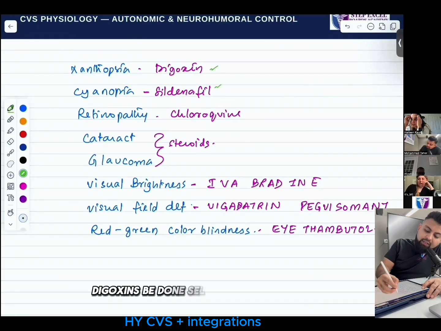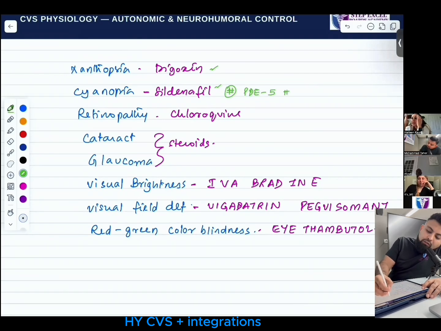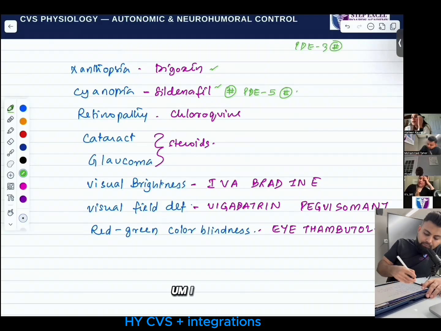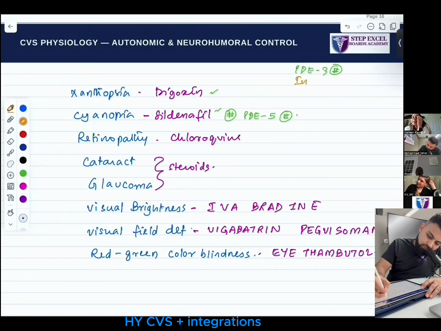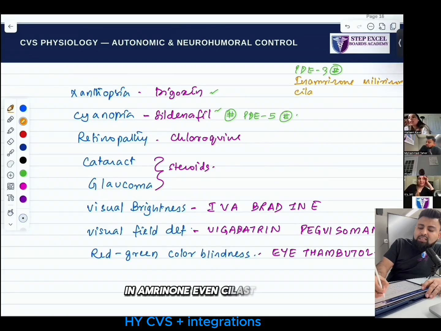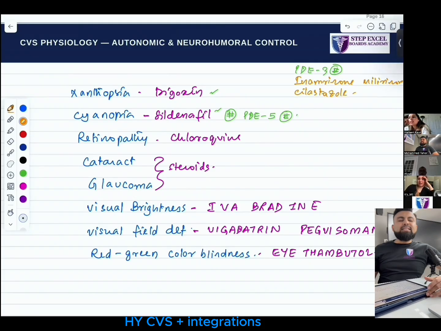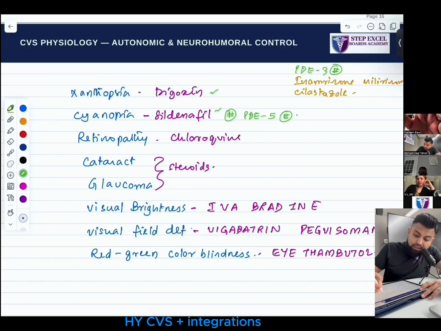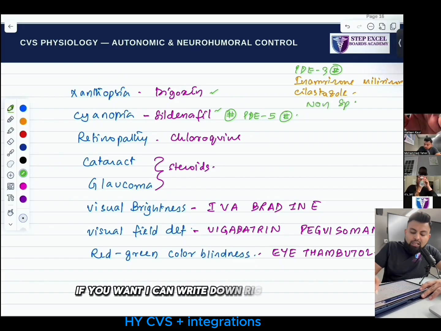Digoxin we have done. Sildenafil inhibits PDE5, phosphodiesterase 5. What are the phosphodiesterase 3 inhibitors? I know it. Is it inamrinone and milrinone? Even cilostazol can be there. Dipyridamole is there, but it is non-specific, right? Theophylline is a non-specific phosphodiesterase inhibitor. If you want, I can write it down right now itself.